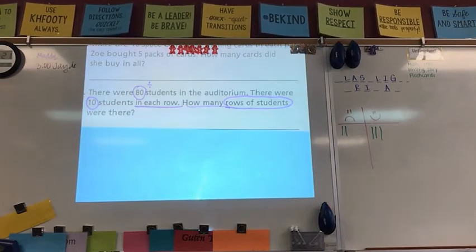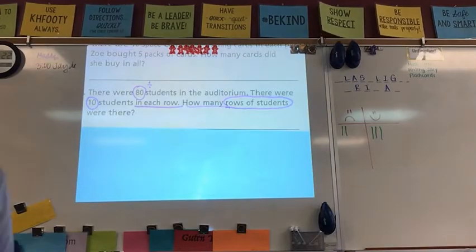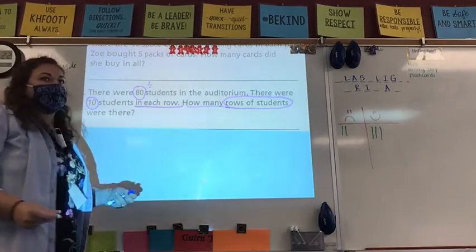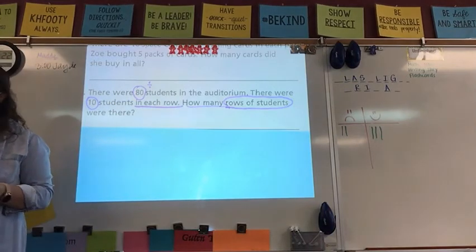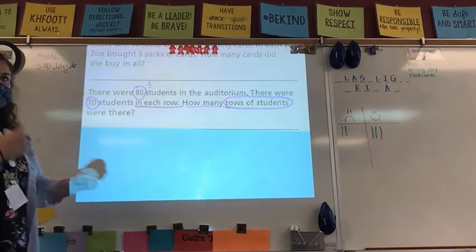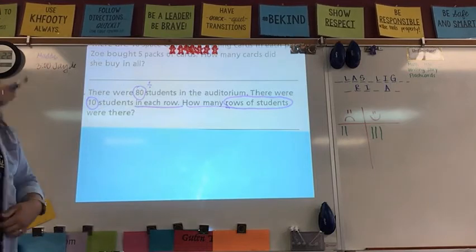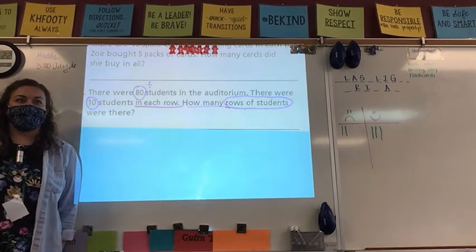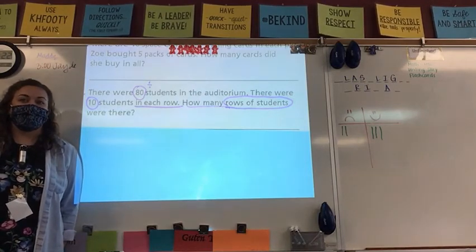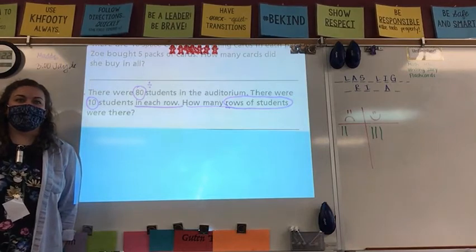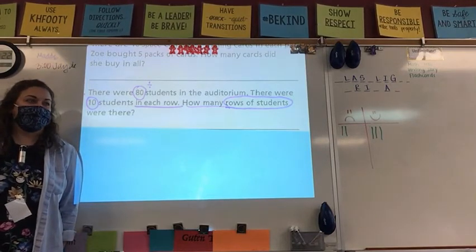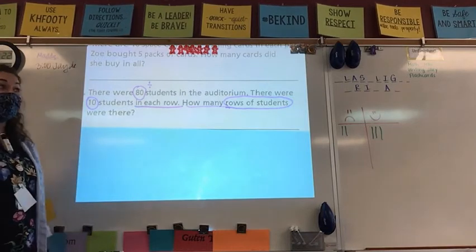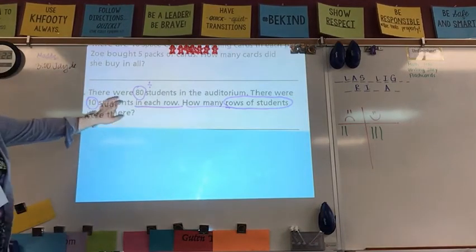So, friends, if you heard rows, some of you told me that's key information. What would be a great way to represent this problem? How do I represent rows? Who's awake? Who's ready to share? Skylar, how would I represent my rows? What drawings do we do when there's rows and columns? Friend? An array.